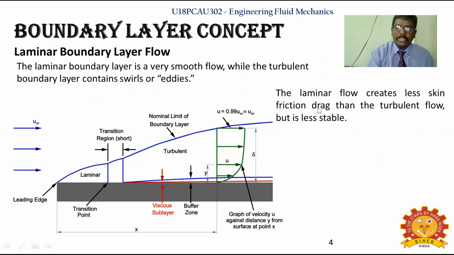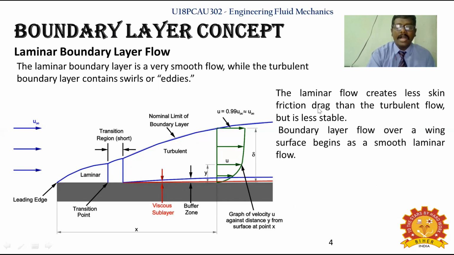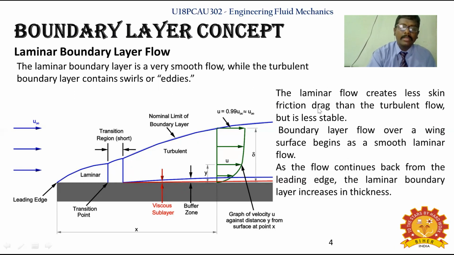Laminar flow creates less skin friction drag than turbulent flow, but it is a less stable one. The boundary layer flow over a wing surface begins as a smooth laminar flow, and it continues back from the leading edge. The laminar boundary layer increases its thickness.